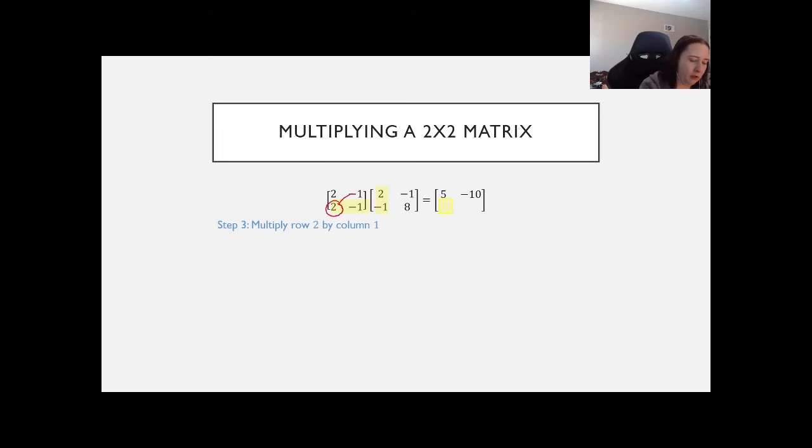So my first number gets multiplied by the first number in the column. So here we've got 2 times 2, and then we have -1 times -1. So 2 times 2 plus, you always add these together, -1 times -1. This gives us 4 plus 1, and we get 5. So we get 5 in this lower left.